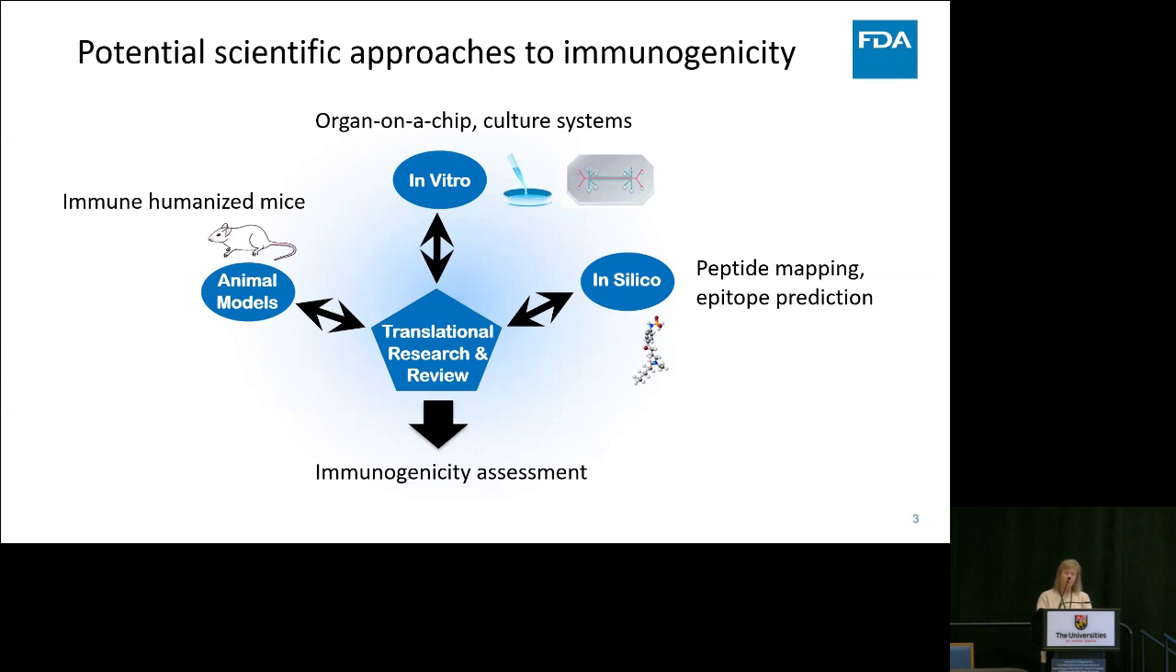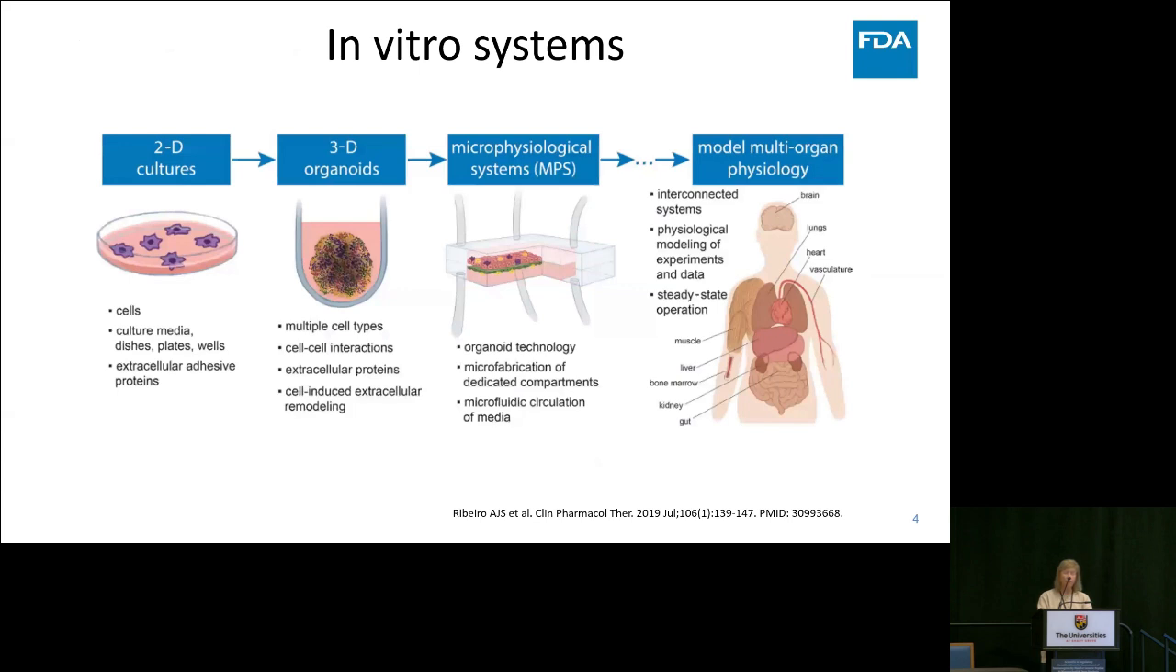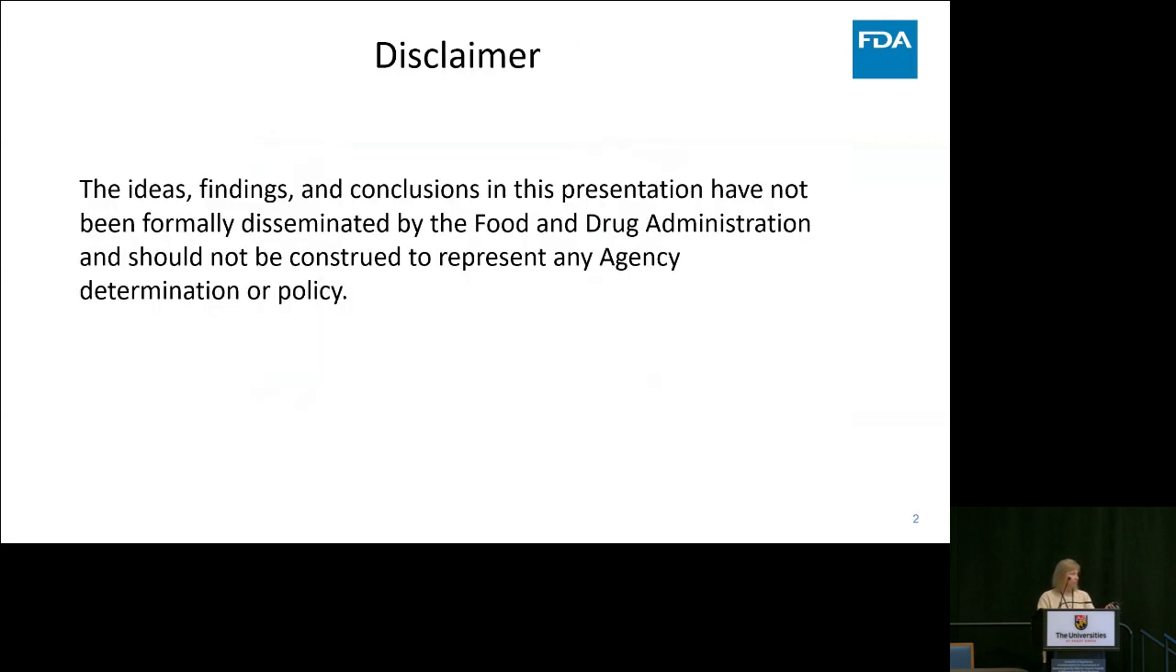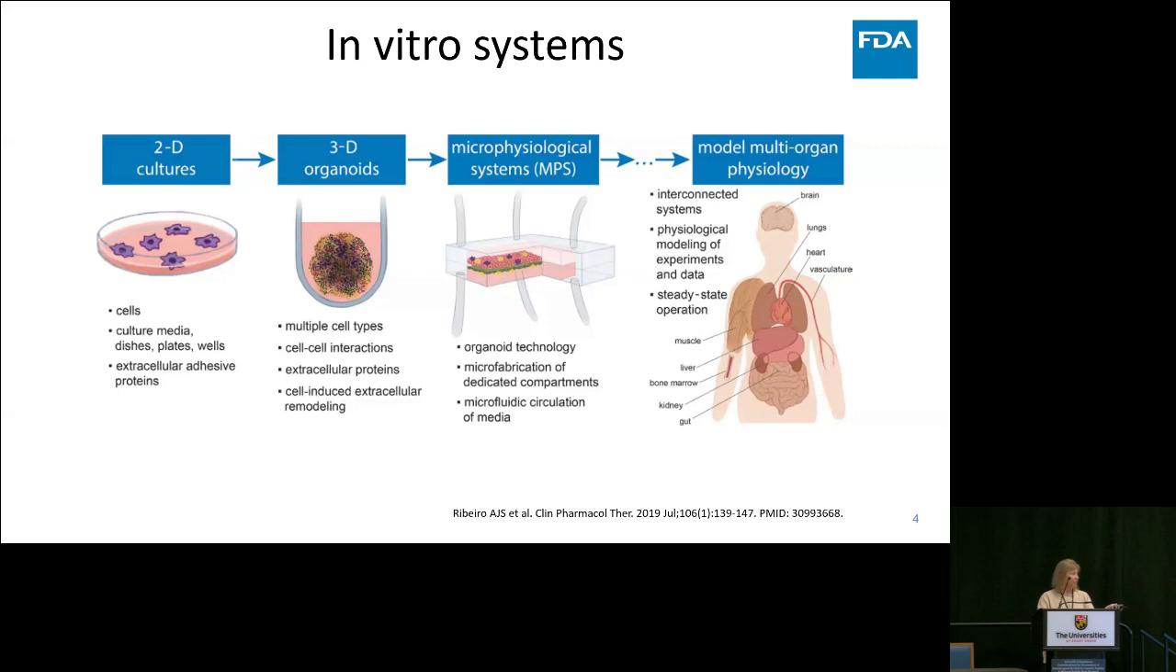And so we're going to talk a little bit about humanized mice, but I also want to introduce organ-on-a-chip culture systems. So in vitro systems really span a range. We start off with 2D cultures, and this is really what we talked about yesterday, and what we're most familiar with. However, you can then expand to something that's called an organoid, and most people use organoid and microphysiological system interchangeably, but they're not actually the same thing.